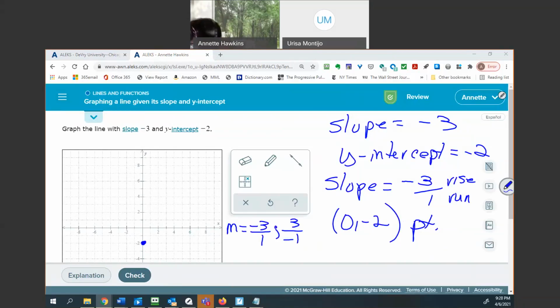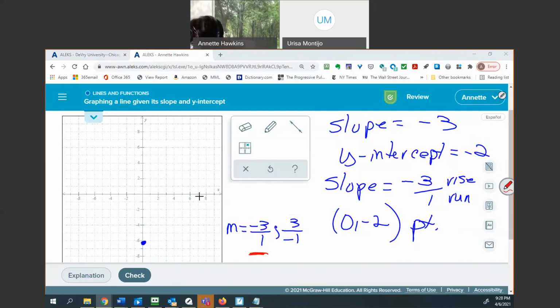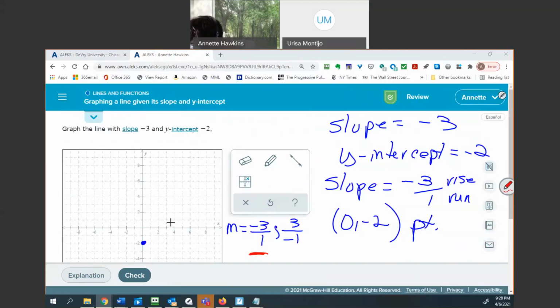So go to your point. Let's use this form of the slope. So if this is a negative, that means that I need to go down. So I need to go down 3. 1, 2, 3, and then I need to go to the right 1. Okay? All right. Go back to this point and use this form of the slope. Go up 3, 1, 2, 3, go left 1.